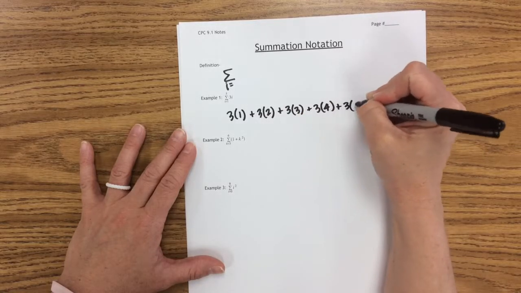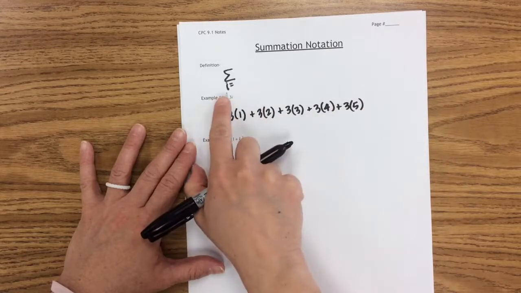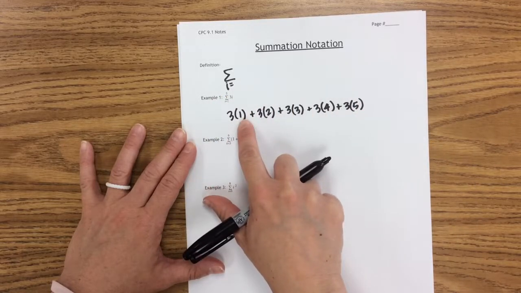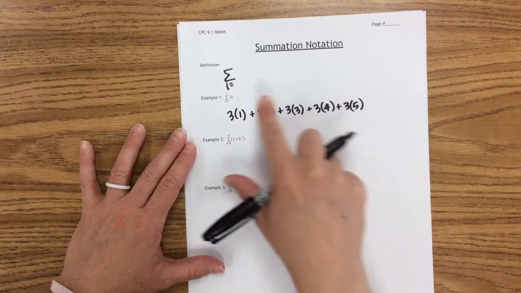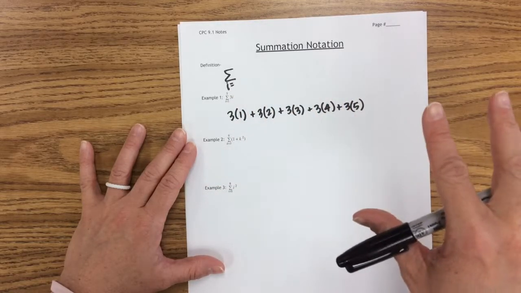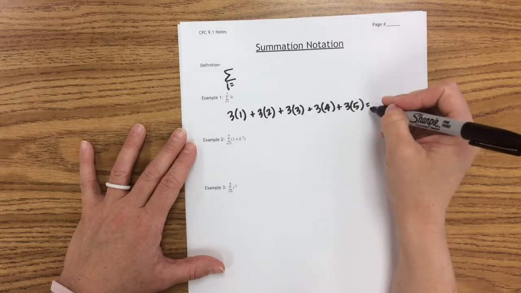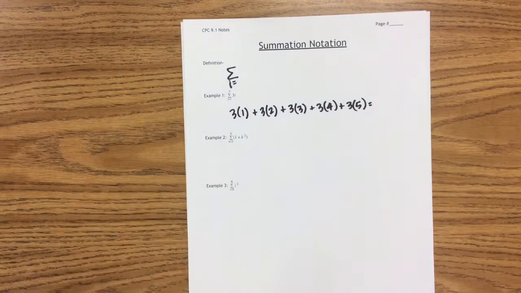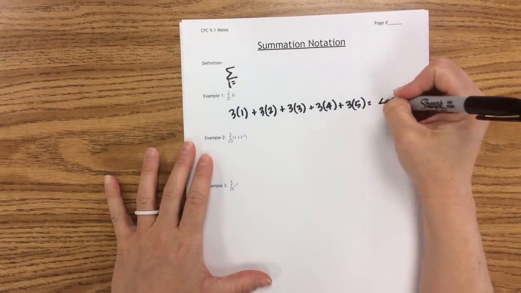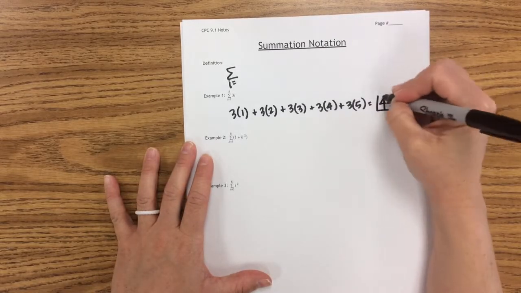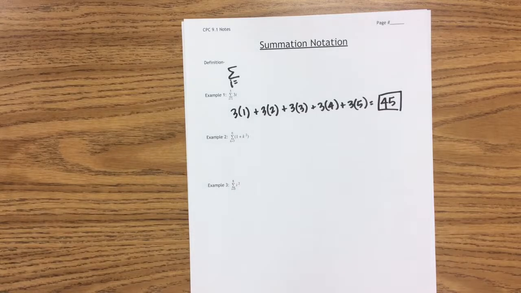And what you'll do is continue to plug in numbers until you've plugged in the top number. So you plug in the bottom number, up, up, up, until you've plugged in the top number, then you stop and you add up all those numbers. When you add 3 plus 6 plus 9 plus 12 plus 15, you get 45. So your answer is the sum of those numbers.